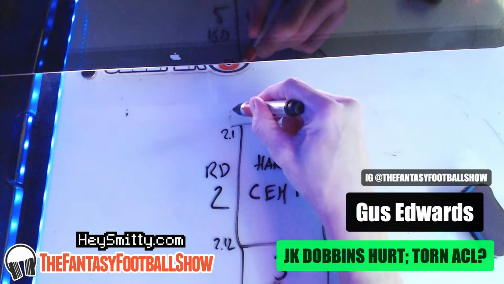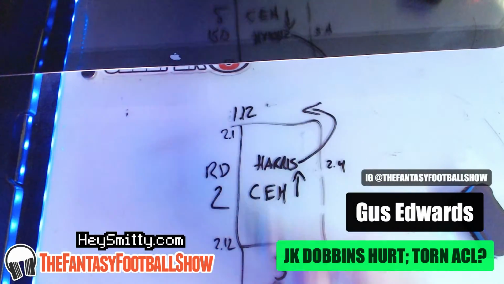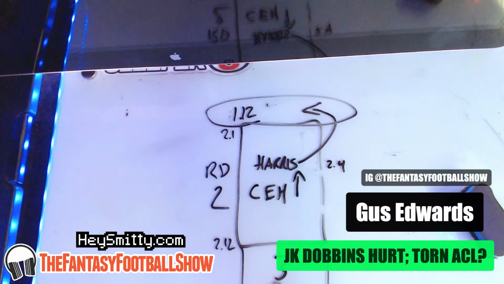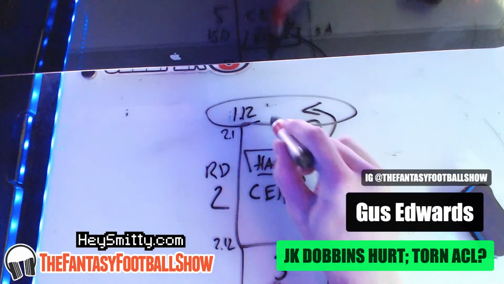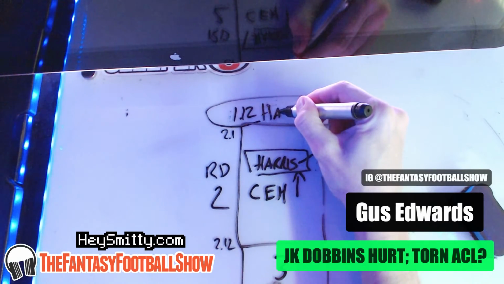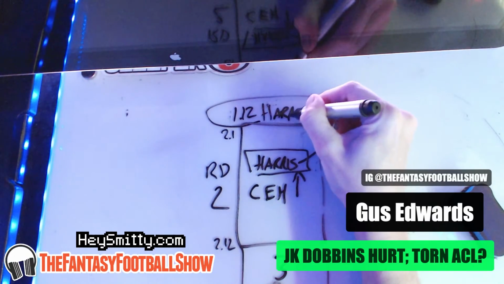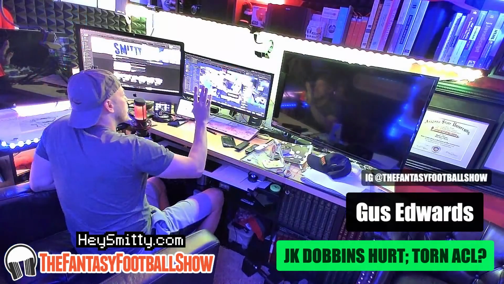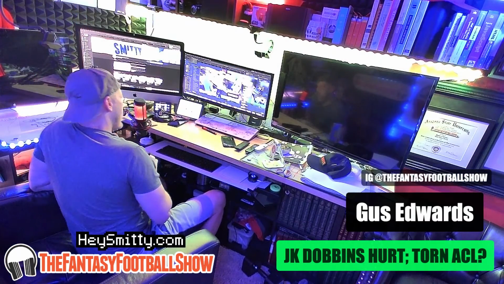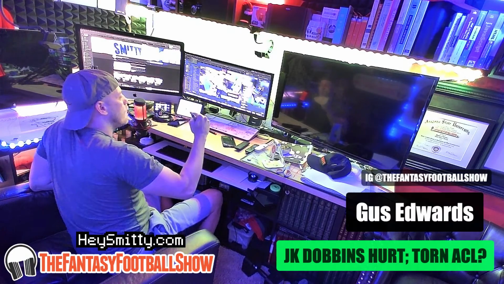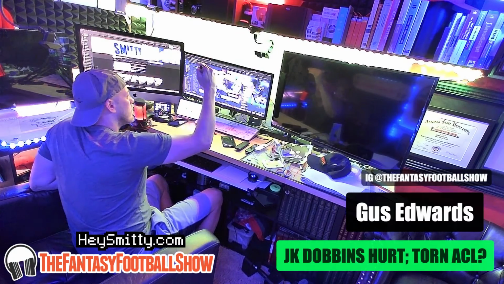It would not shock me at all, and I believe I'm going to be right on this, if this single injury, one injury, vaults Najee Harris into the regular 1.12 pick. And the reason I say that is this, okay? Because a lot of you are going to say, well, how is that possible, Smitty? How does one guy going down cause a guy to go from 2.4 up to the first round?